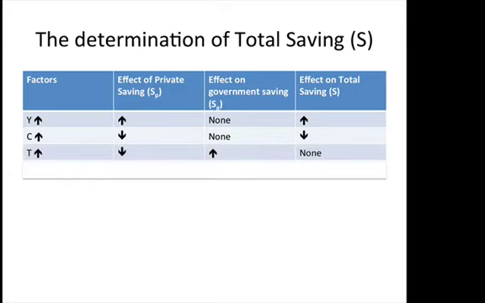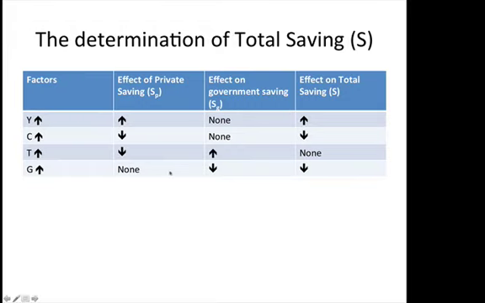Taxes. If taxes go up, again, it's going to cause private saving to go down and government saving to go up, so the upshot is it's going to be a wash. And government purchases. If government purchases go up, it's not going to have an effect on private saving, but it will cause government saving to go down, and therefore will also cause total saving to fall.